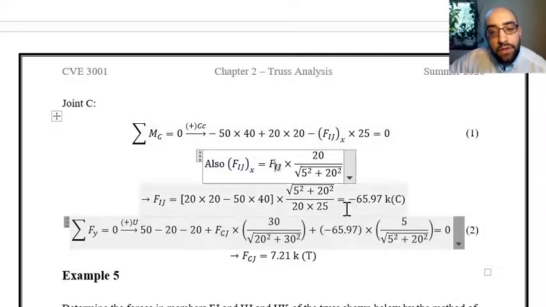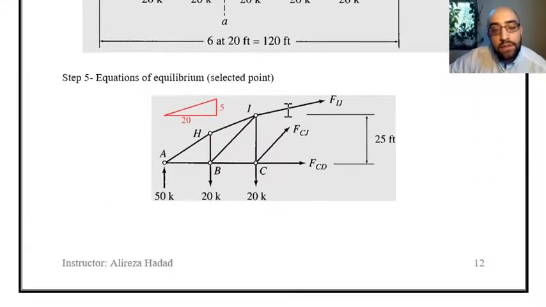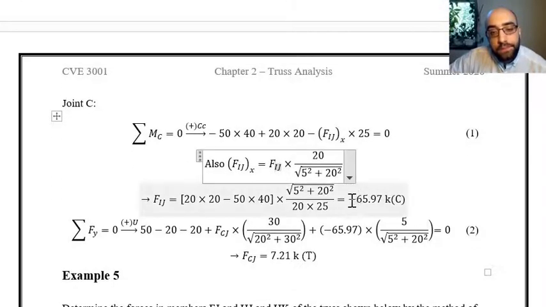And by solving the equation, we can simply find Fij as minus 65.97 kips. It is minus, it means that my assumption about it is wrong and the member is in compression. I'm not going to change anything over here, just the sign tells us that the member is in compression, and in our future calculations, whenever we have Fij, we have to consider the negative value in our calculations.